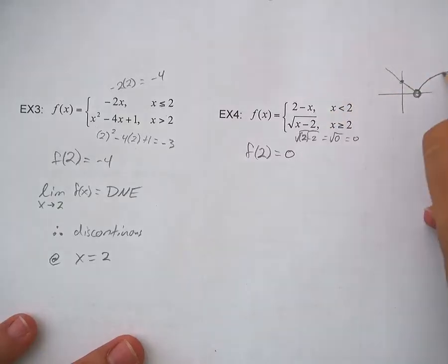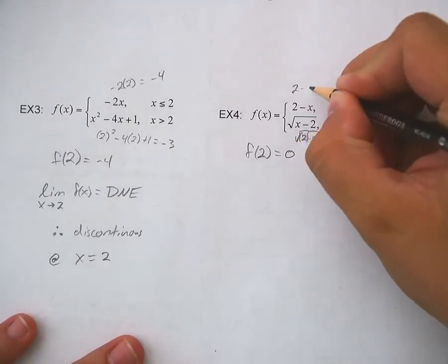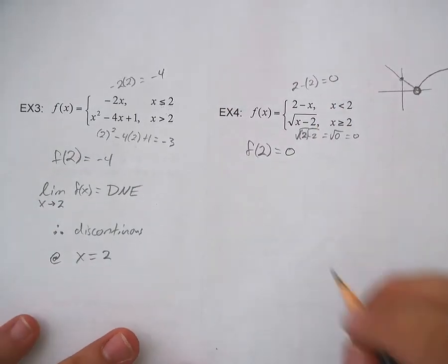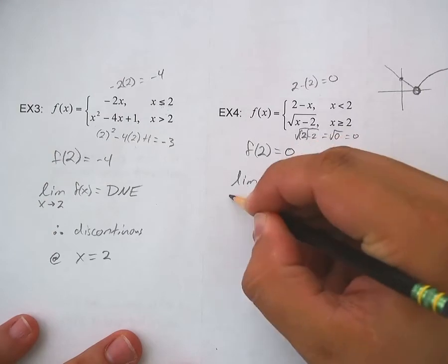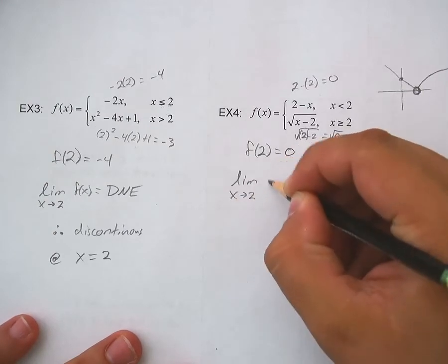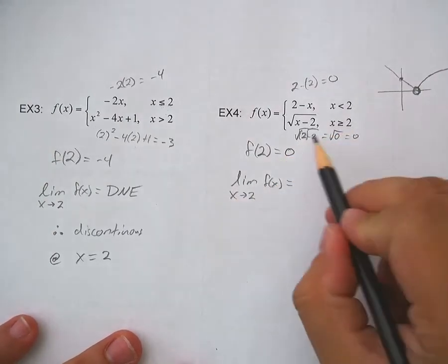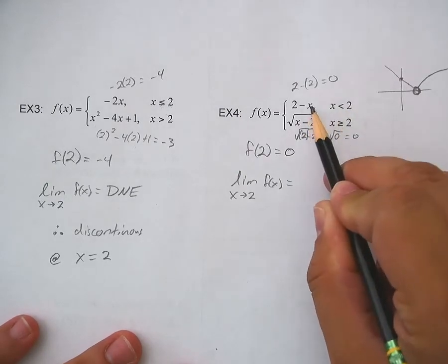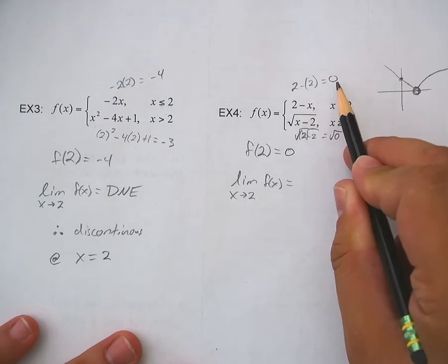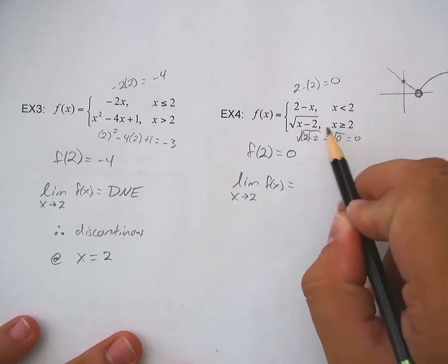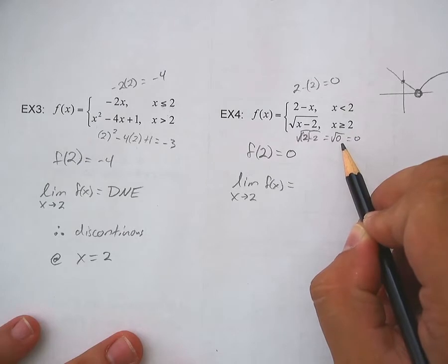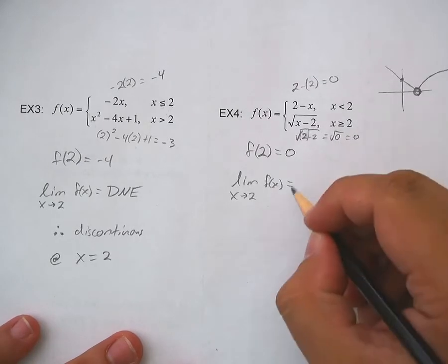Plug in a 2 and we want to check it from the right. 2 minus 2 is 0. So the limit as x goes to 2 of f of x from the left, as x goes to 2, your limit is 0. From the right, as x goes to 2, that's this one here, your limit is 0. Since the limits are the same, that means that the limit is 0.